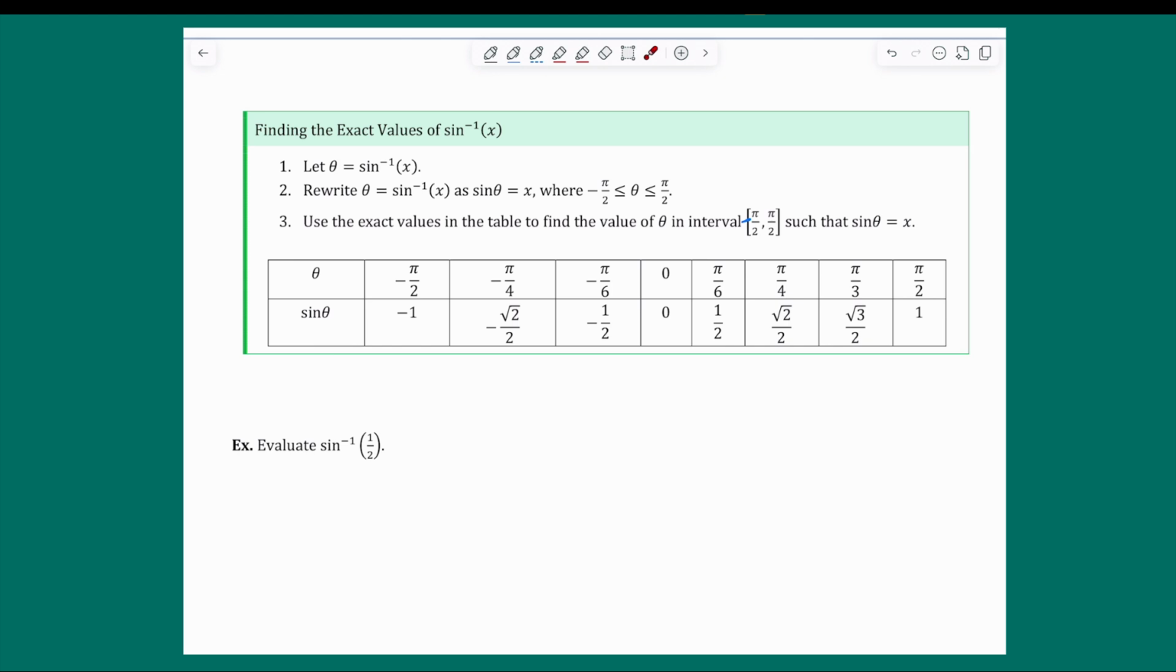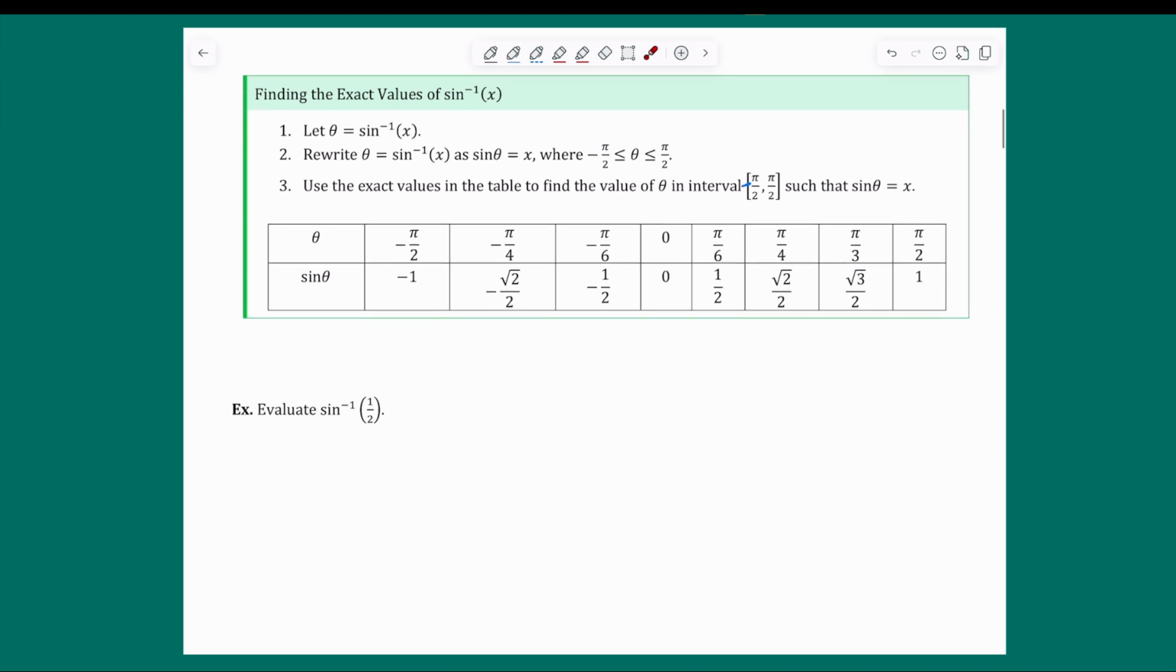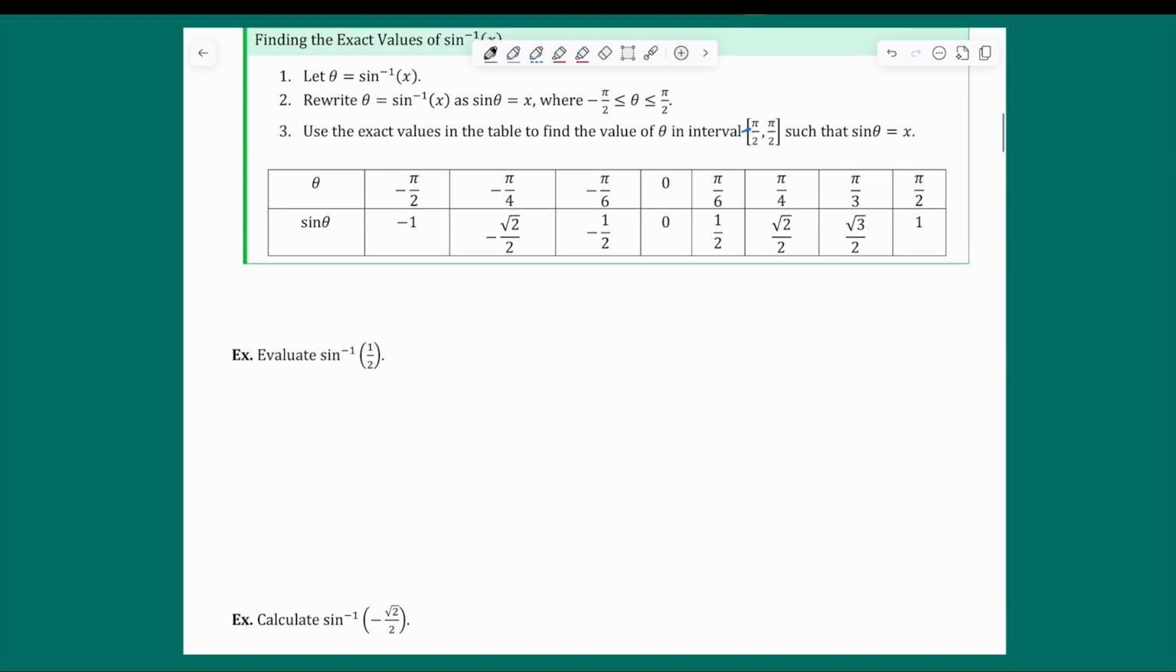Okay, so these are the corresponding points. We could use this as an 8, or you could use the circle for that matter. All right, suppose we're asked to evaluate sine inverse of 1/2. We would say theta is equal to sine inverse of 1/2.